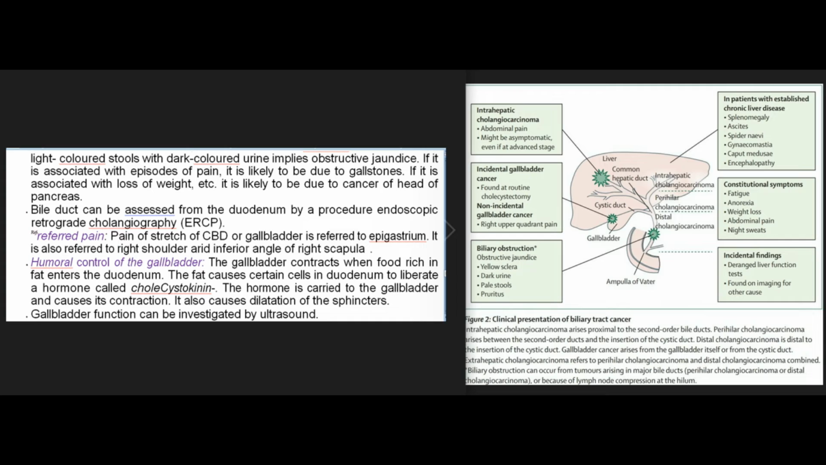Humoral control: the gallbladder contracts when food rich in fat enters the duodenum. The fat causes certain cells in duodenum to liberate a hormone called cholecystokinin. The hormone is carried to the gallbladder and causes its contraction. It also causes dilatation of the sphincters. Gallbladder function can be investigated by ultrasound.